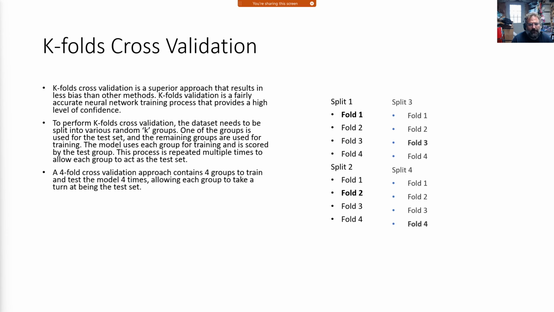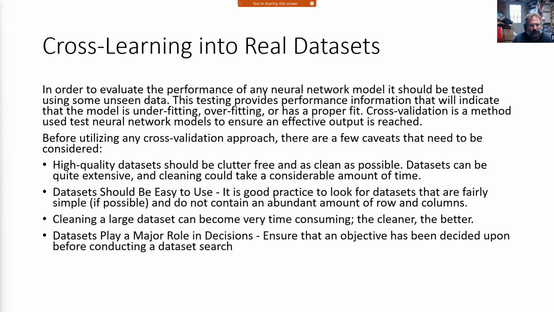And so an example of a four-fold cross-validation approach has four groups, and you can see it on the right side there. During the first split, fold one is held back as your test set. Then in the second split, fold two, and so on. So that's the basic idea. It's not quite fabricating data, but it's getting kind of close.